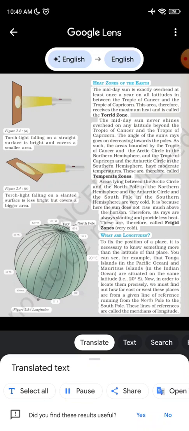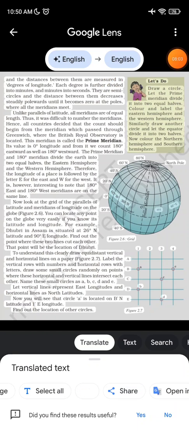These lines of reference are called the meridians of longitude. And the distances between them are measured in degrees of longitude. Each degree is further divided into minutes and minutes into seconds. They are semicircles and the distance between them decreases steadily polewards until it becomes zero at the poles, where all the meridians meet. Unlike parallels of latitude, all meridians are of equal length.